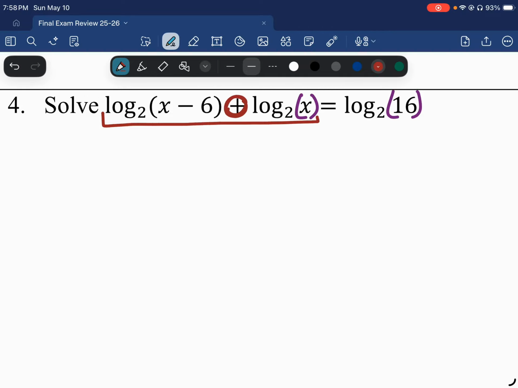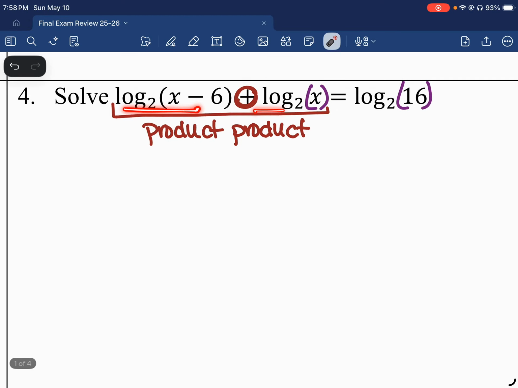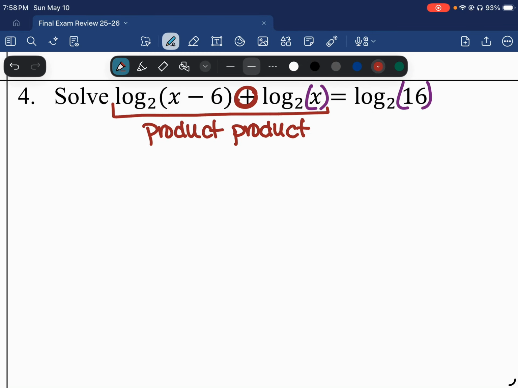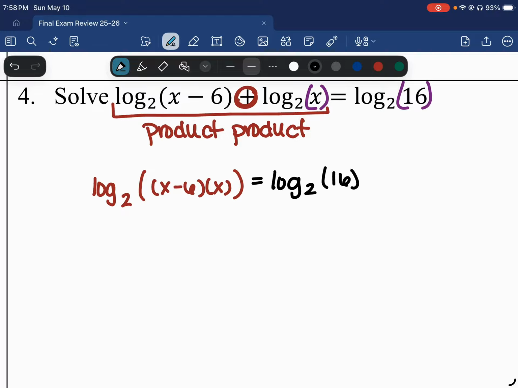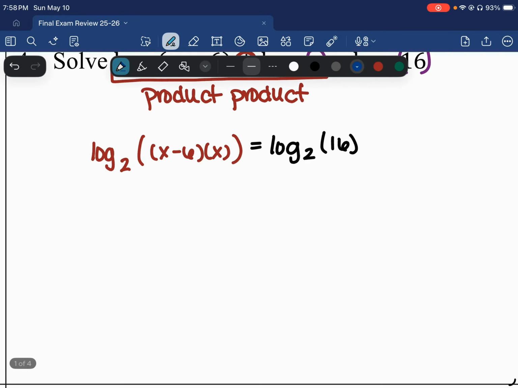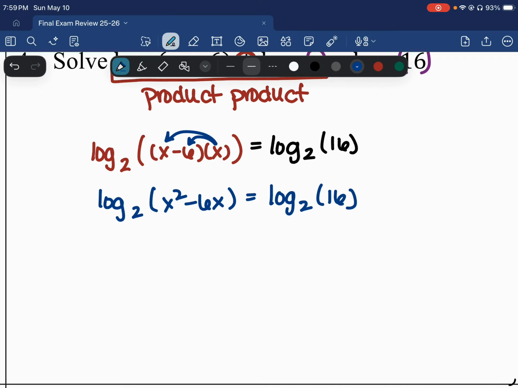Because there's a plus in the middle, that lets us know that we're going to be using our product property. The product property states that if two individual logs are added, you can condense them into a single log by multiplying their insides. So this is going to condense into log base 2 of x minus 6 times x. Because the right-hand side is simply a single logarithm, that does not need condensing. Before we move on, let's simplify the left. So we got x times x, so we end up with log base 2 of x squared minus 6x, and that will equal log base 2 of 16.